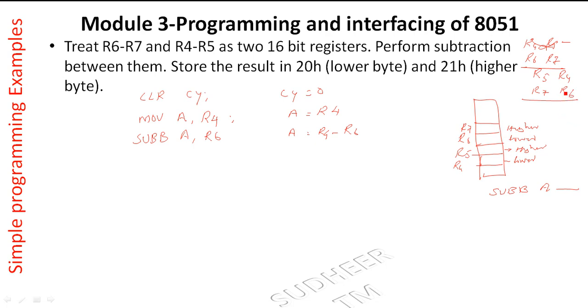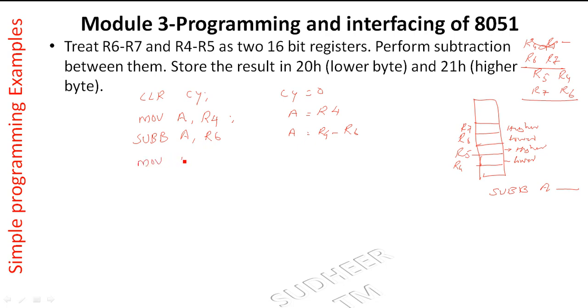So if there is a carry during the lower byte subtraction, that will be available within the carry flag. We don't want to modify the carry after the subtraction; we need to keep it as it is. But now the accumulator has the result of R4 minus R6. So before doing the higher byte subtraction, we should save it to some register. That register is given here: store the result in 20h as the lower byte. The lower byte is already in the accumulator, so we can move it into 20h.